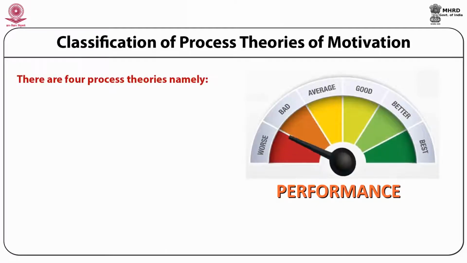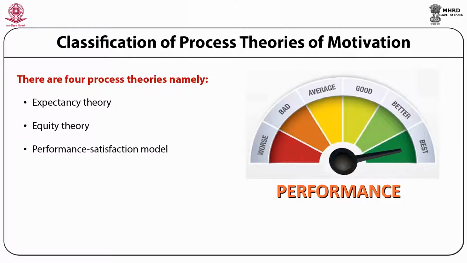Classification of process theories of motivation. There are 4 process theories of motivation: expectancy theory, equity theory, performance satisfaction model, and goal setting theory. We will discuss each theory one by one in this module.